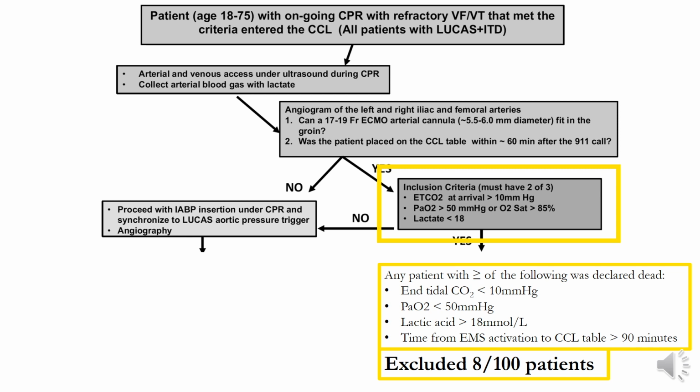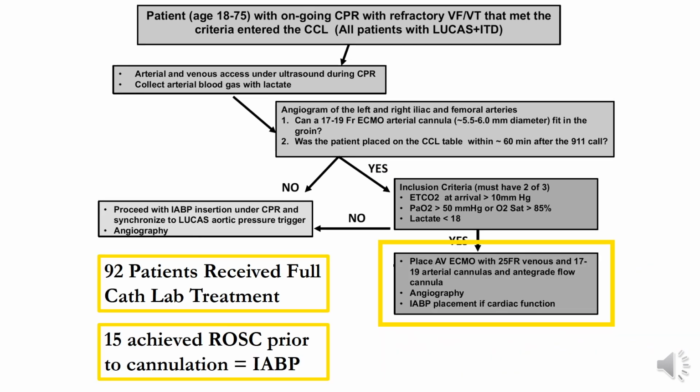92 patients moved on to receive full treatment, cannulation and cardiac catheterization, and then they evaluated for further cardiac interventions based on need. Prior to actual cannulation, 15 of these patients achieved ROSC, and therefore they did not cannulate, and they only placed an intra-aortic balloon pump.